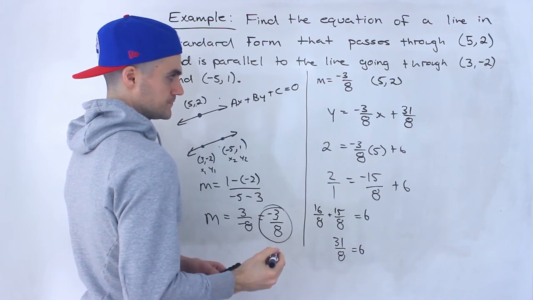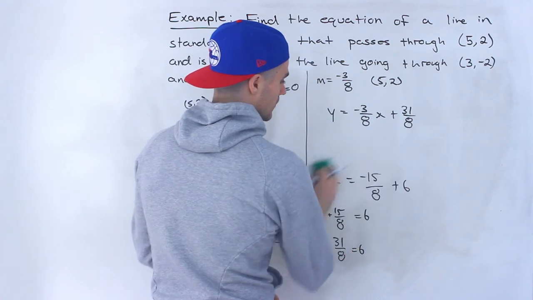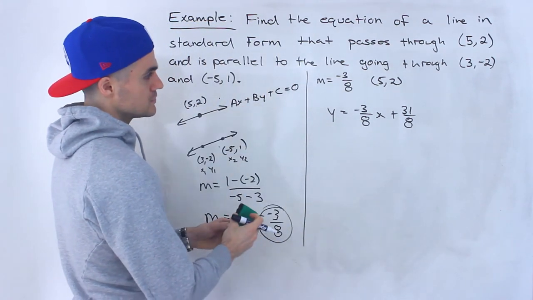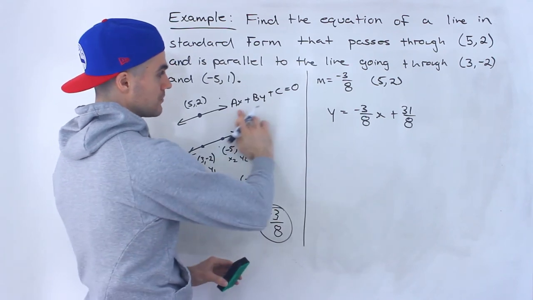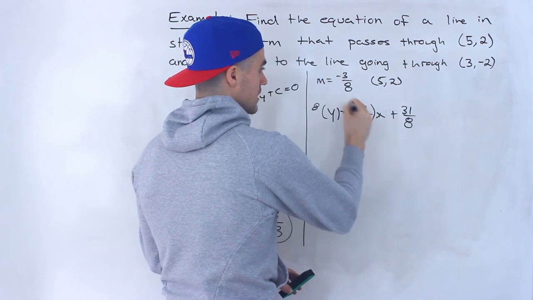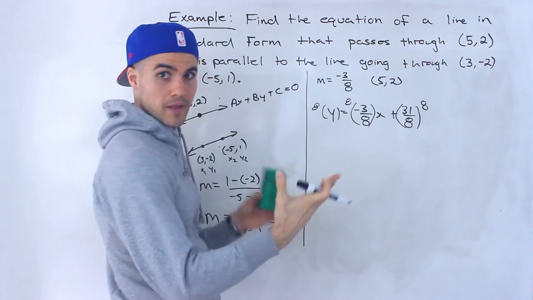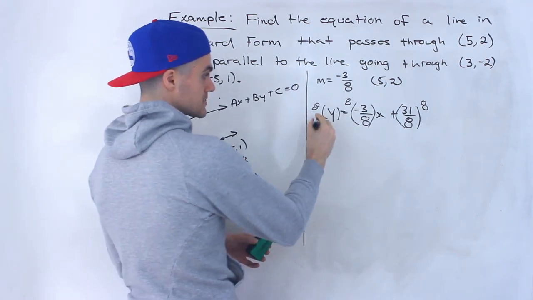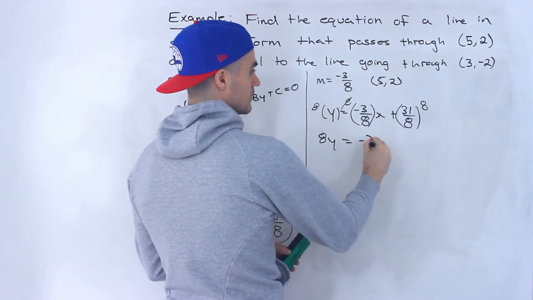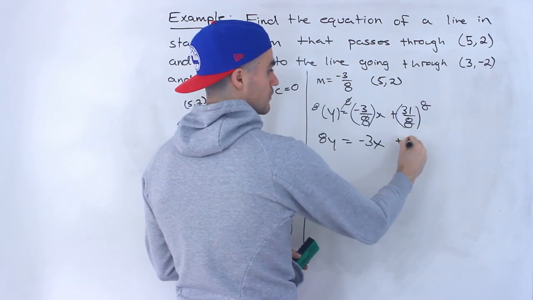So we can plug in 31 over 8 for the b value. That's the equation of the line, but notice that's in y = mx + b form. We need it in standard form, in this format. So what we could do is get rid of all the denominators. There can't be any fractions here, so we can multiply everything by the lowest common denominator, which is 8. Multiply all the expressions on the left side and the right side. So we'd have 8y equals, these 8's cancel out, so we'd be left with -3x. These 8's cancel out, we'd be left with 31.